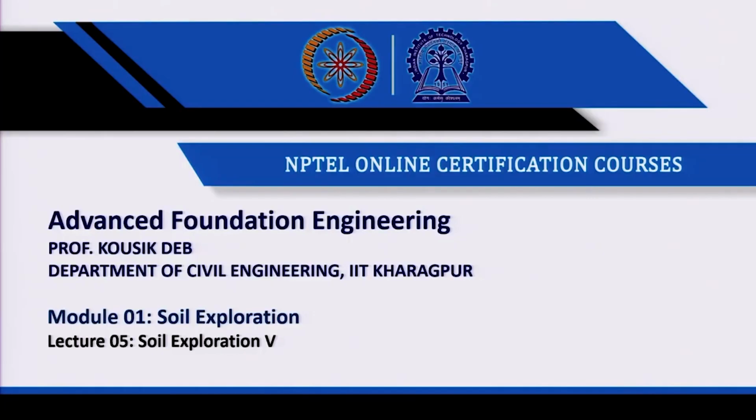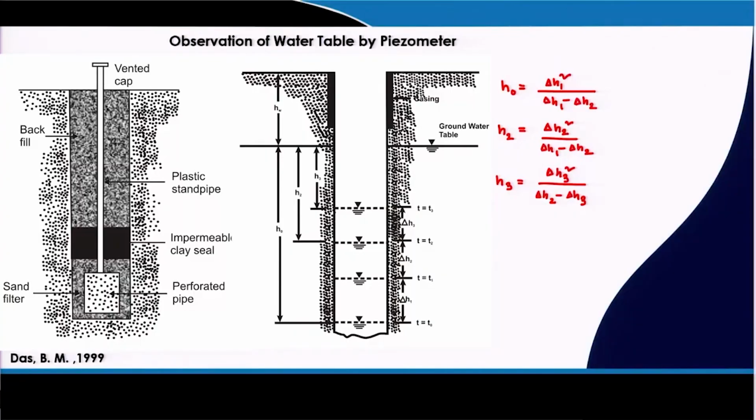So, in the last lecture I discussed how we can determine the water table position for sandy soil and for clayey soil. Now, today I will first discuss how we can determine the water table position for clayey soil by using one example problem. So, this is the expression by which we can determine the water table position of clayey soil by using piezo cone.